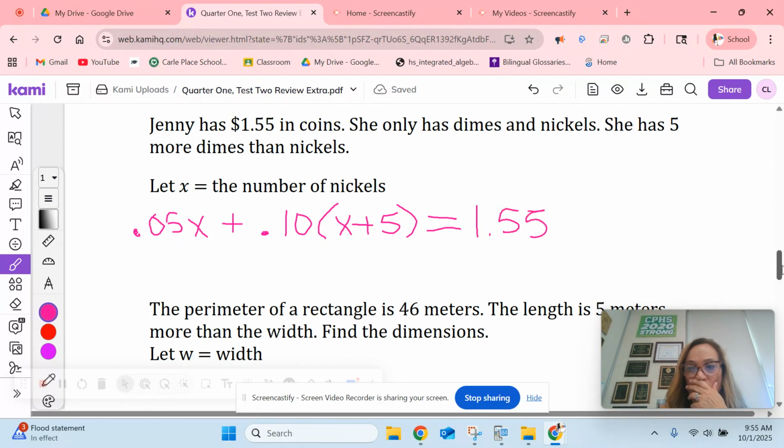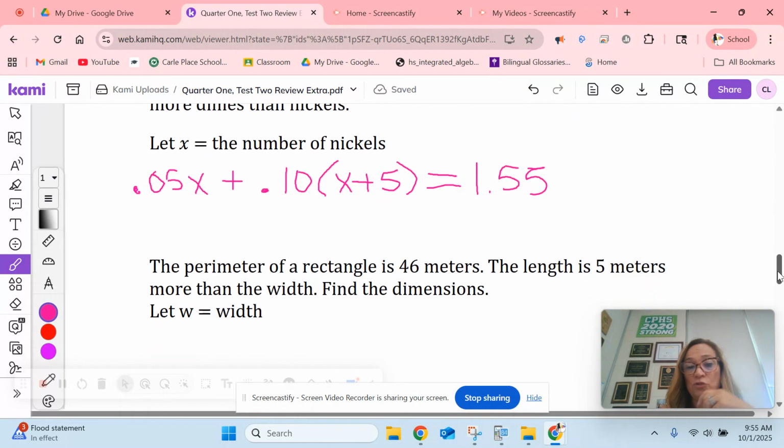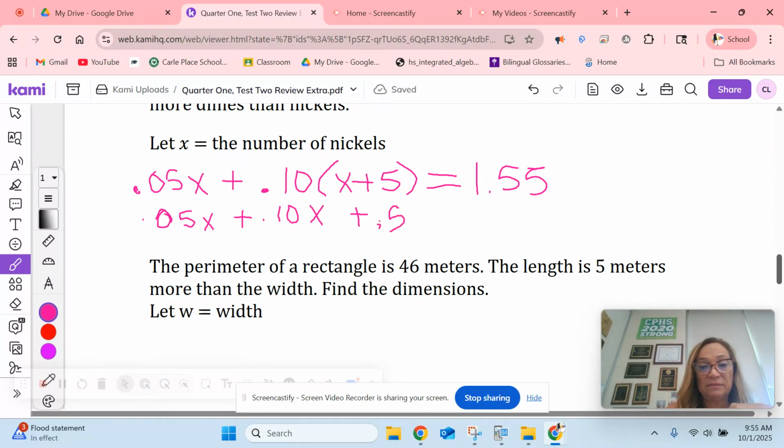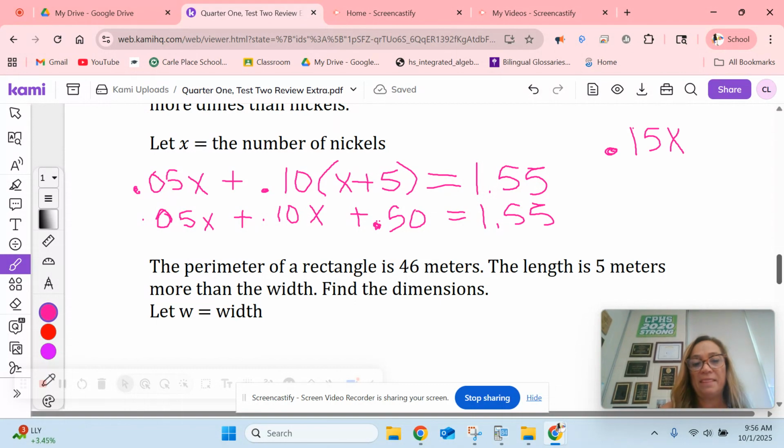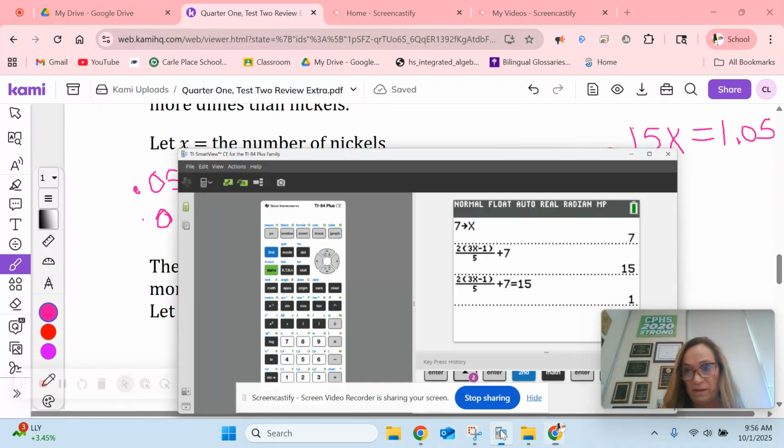Okay? To solve this, you would just use the distributive property, combine like terms, inverses. So I would get 0.05x plus 0.10x plus 0.1 times 5 is 0.5. I'm going to make it 50 cents. It just looks nicer. And then $1.55. So when you add your like terms together, you get 0.15x. And then subtract the 50 cents, you get $1.05. And then you have to divide $1.05 by 0.15.